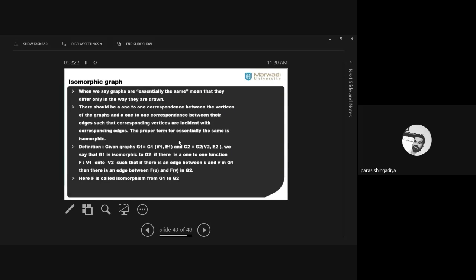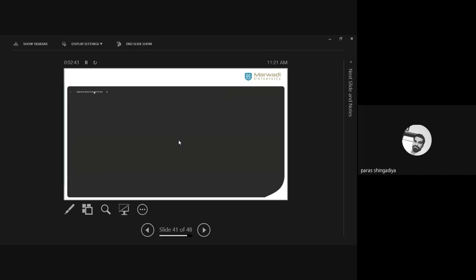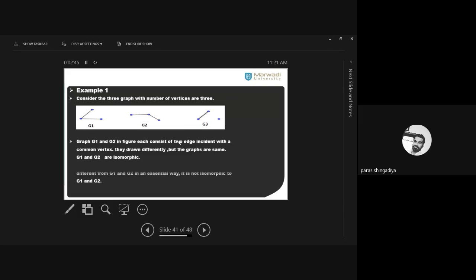It means you have to check that the image of every vertex of the first graph should exist in the second graph. If it is correct for all the vertices, then it is called an isomorphic graph. If it is not correct, then it is not an isomorphic graph. So that definition we discussed in the last lecture, and we also discussed a few counterexamples, which are not isomorphic graphs.